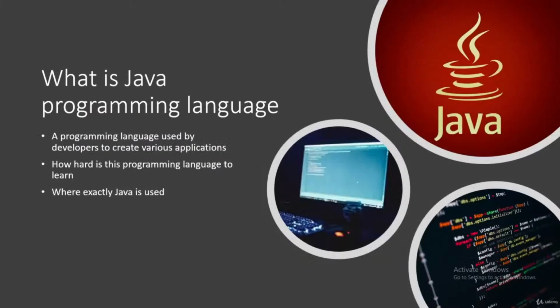So let's start. Alright, so what exactly is the Java programming language? First of all, Java is a programming language used by developers to create various applications. There are plenty of applications that exist right now that run on Java. We can think of some web applications as an example. For example, when you go on the web, sometimes it will ask you if you want to update Java. So this means that those applications are usually run on the Java programming language.